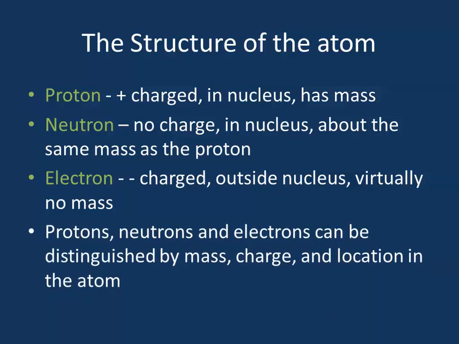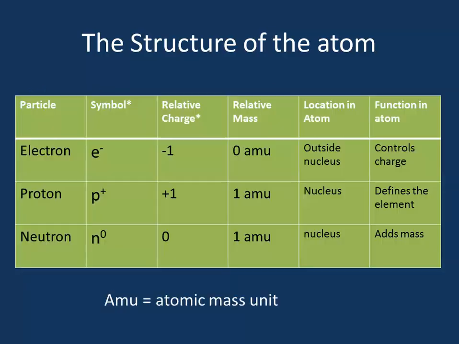Protons, neutrons, and electrons can be distinguished by their mass, their charge, and their location in the atom. Here's a great breakdown of the three different types of subatomic particles we have in our atom. The electron, again, has a negative charge. It has zero mass. It's outside of our nucleus, and it controls the charge of our atom. Right now, we're going to say all our atoms are neutral, and we'll talk more about that later.